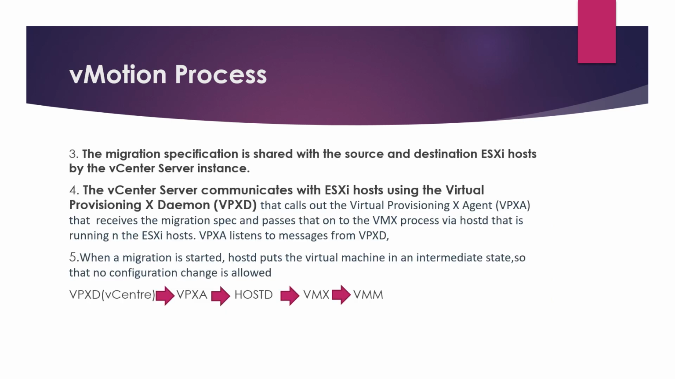This migration specification is shared with both the source and destination ESXi host. Then the vCenter server communication with the ESXi host happens as given below. The VPXD agent, which is present on the vCenter server, communicates with the VPXA agent on the ESXi host, which in turn transfers the information to hostd, and hostd communicates with the VMX. So there is a bidirectional communication between the VMX and VMM agent in the ESXi host.